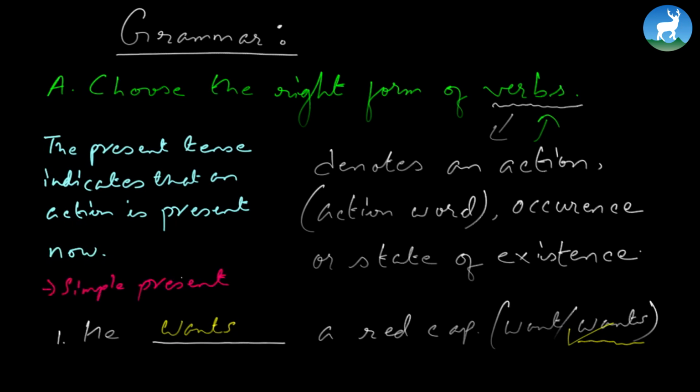Whenever we come across he, she, it, or even they, always remember that for the third person, if the subject is singular, we always add s at the last. Remember what I'm saying. In simple present, for the third person like he, she, it, if the subject is singular, we add s at the last. That's why he wants a red cap. You understand? Now let's move on further.